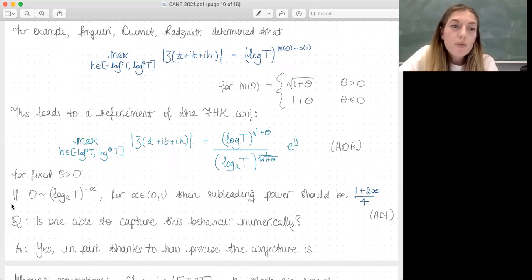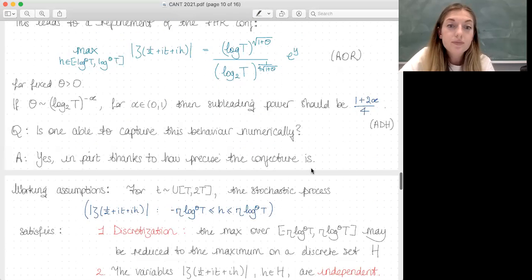Let me just comment briefly that this is for fixed theta, but there is work in allowing theta to vary and interpolating between the order 1 range and the range growing with t. That's work of Arguin, Dubach and Hartung. So are we able to leverage the preciseness of these conjectures numerically? Can we see this behavior numerically? The answer is yes, and really in part thanks to how precise these statements are.